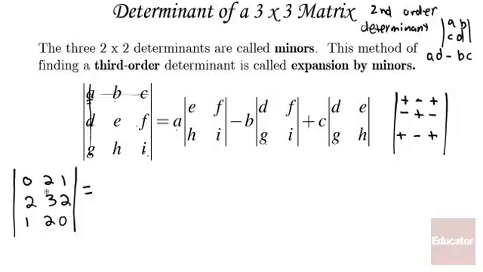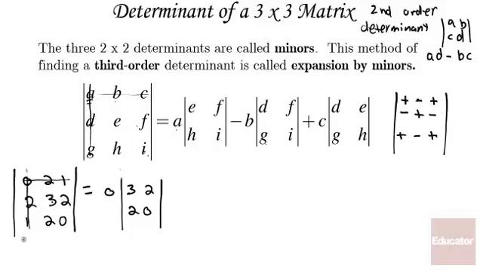I start out with the 0, and I know that there's a positive sign associated with that. I'm going to end up looking for this second order determinant. So 0 is in this first column, so I cross it out in this first row. That's going to leave me with 3, 2, 2, 0.